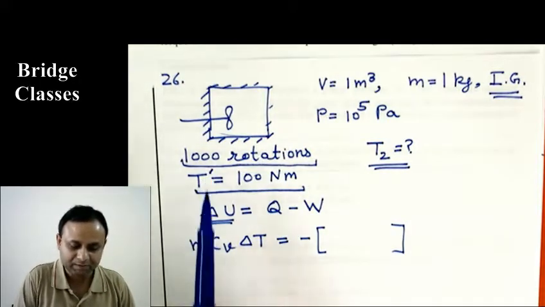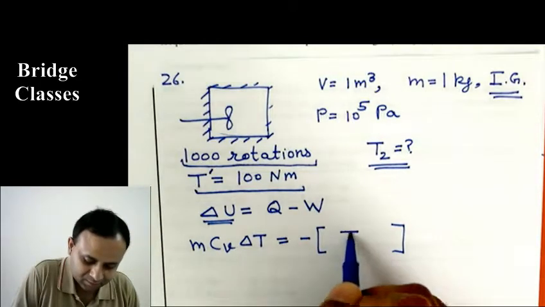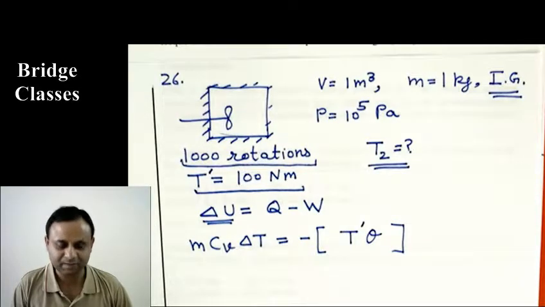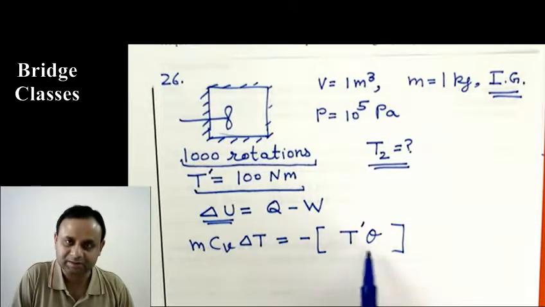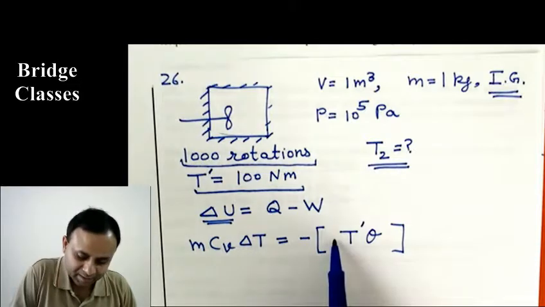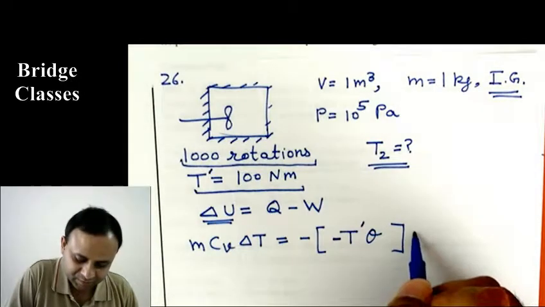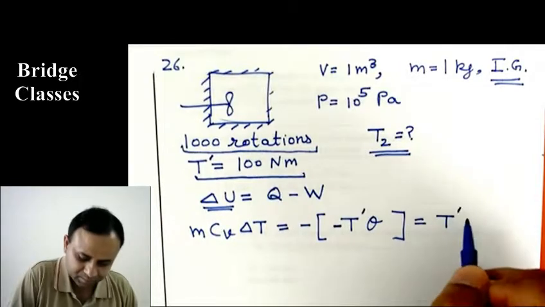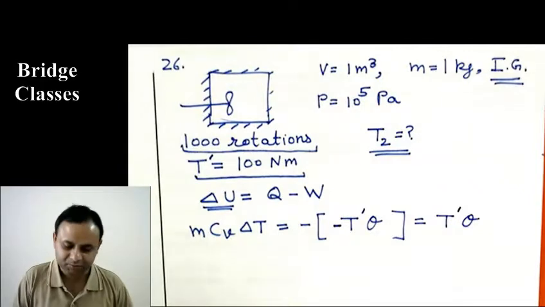So the amount of work done when you have a torque and rotation will be this torque times theta. So that is work done. This is same as force times displacement. That is the work. But here we'll have torque times theta. And don't forget the negative sign because this is work done on the system. So this becomes torque times theta. And theta, because number of rotations are given, we will be able to write that.